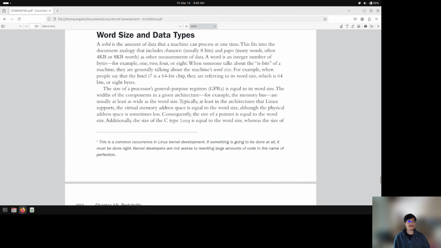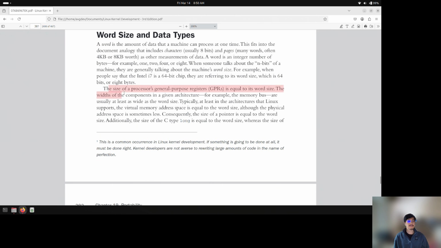Word size and data types. A word is the amount of data that a machine can process at one time. This fits into the document analogy that includes characters, usually 8 bits, and pages, many words, often 4 kilobytes or 8 kilobytes worth, as other measurements of data. A word is an integer number of bytes, for example, 1, 2, 4, or 8. When someone talks about the n bits of a machine, they are generally talking about the machine's word size. For example, when people say that the Intel i7 is a 64-bit chip, they are referring to its word size, which is 64 bits or 8 bytes.